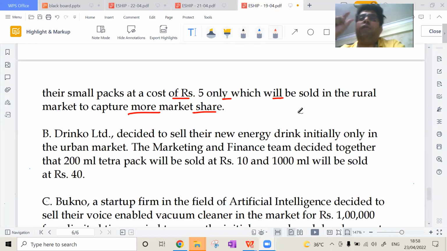See, when coffee pouches are given by Nescafe, they are also following penetration. A ₹2 pouch comes, so what are they doing? They are following the penetration pricing itself from the start. Is this clear? Okay, coming on to B.